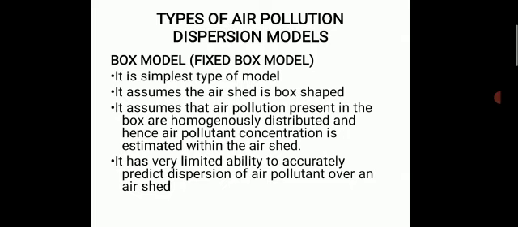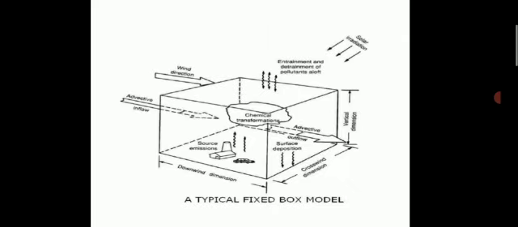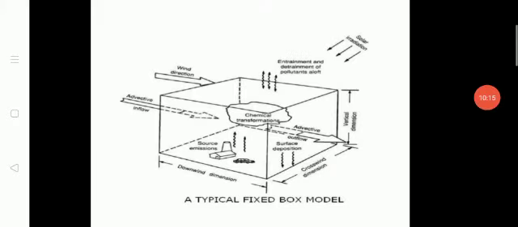This figure shows the typical fixed box model. This figure represents the downwind dimension, crosswind dimension, and vertical dimension, and wind direction. That means lateral wind direction, and the meteorological factor, which is solar radiation, etc.